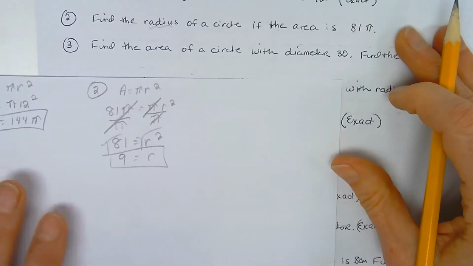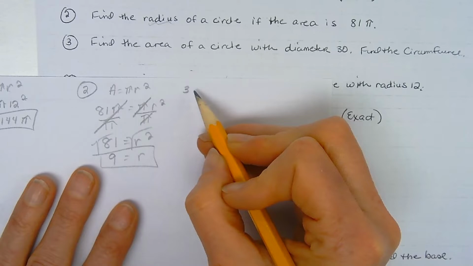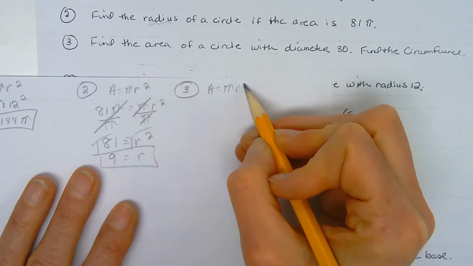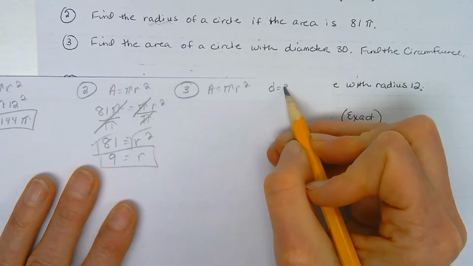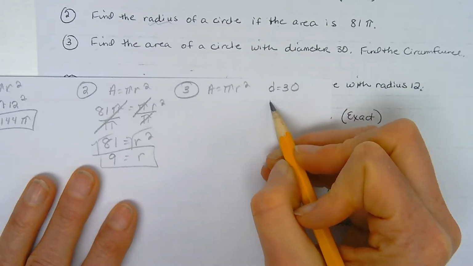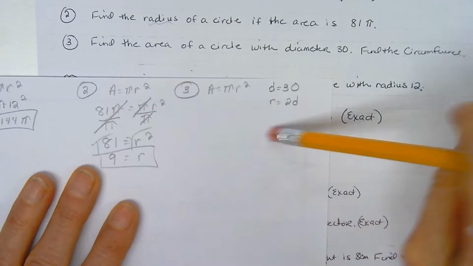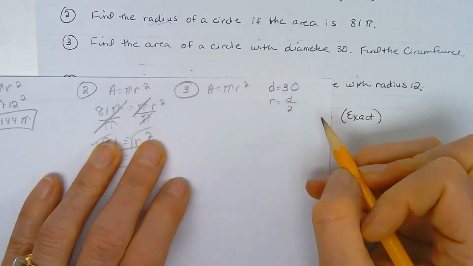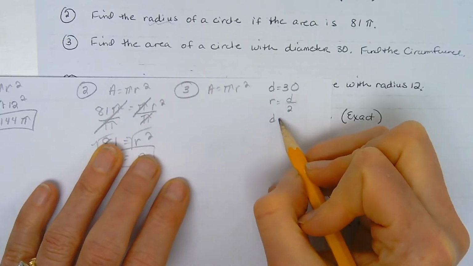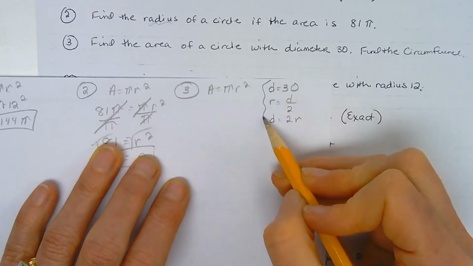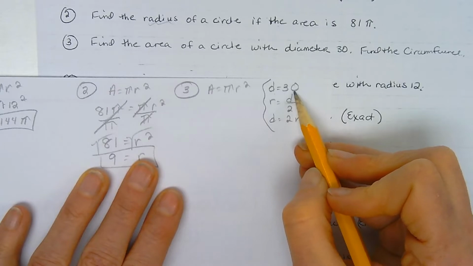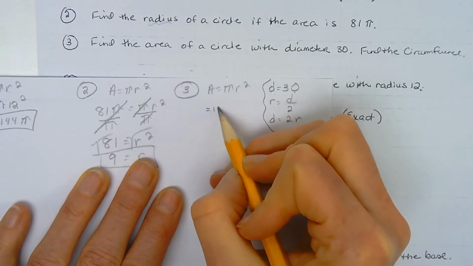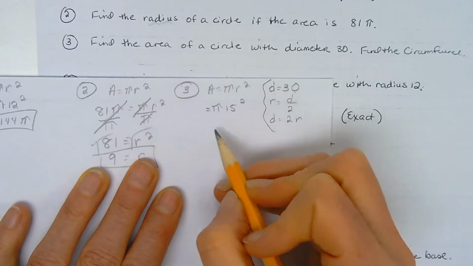Number 3, find the area of a circle with diameter 30. Area equals pi r squared. This time we're given the diameter to be 30. Remember that the radius is equal to the diameter divided by 2. Or you could say the diameter is equal to 2 times the radius. But we're given the diameter is 30, so the radius is half of that. So radius is 15. So the area equals pi times 15 squared.